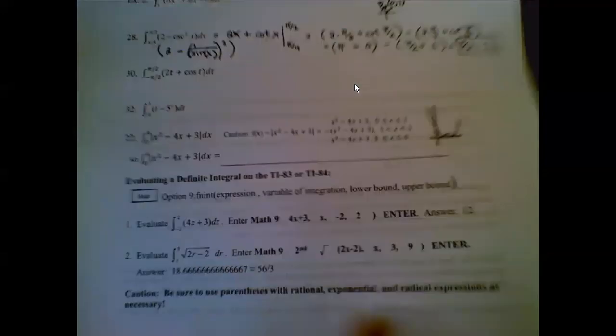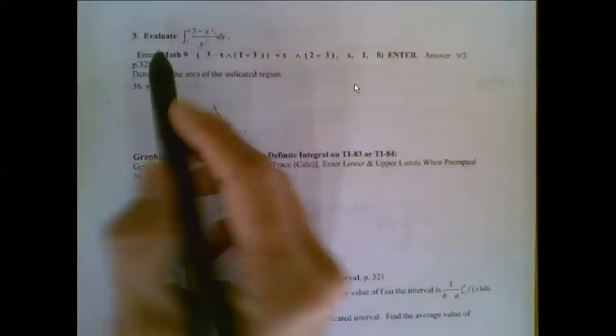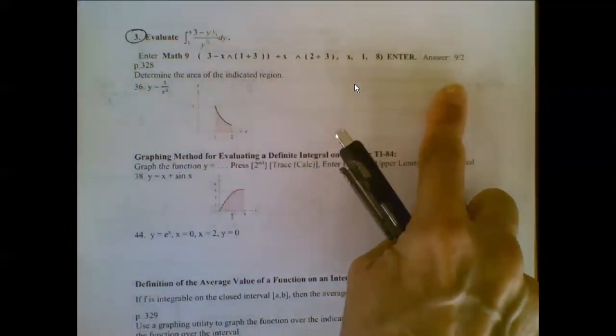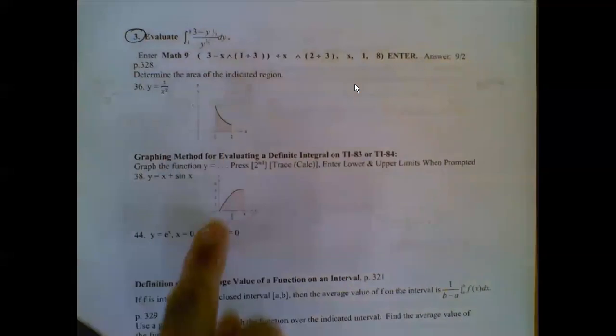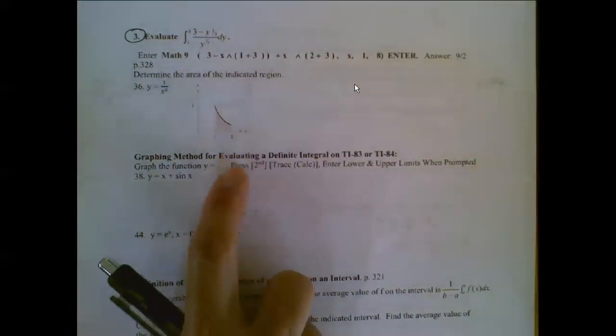All right, we're almost out of time. Let's see. Number 3 is just enter that on your calculator exactly the way I've typed it. Make sure you can get that answer. And then there's a problem on the test that says determine the area of the indicated region.